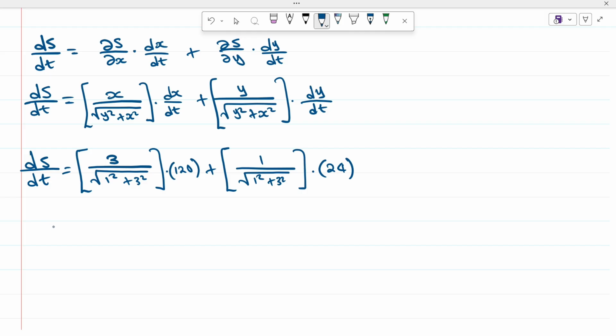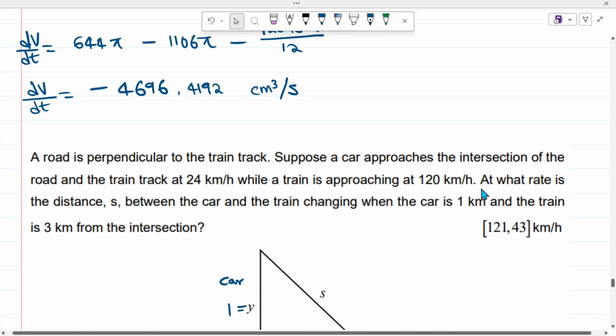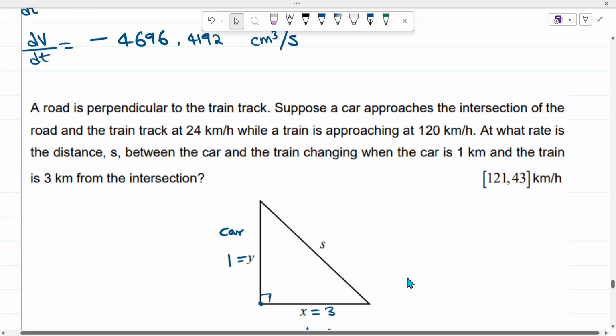And then the rate at which s changes with time, so you're just going to press everything when you calculate. You should be able to get something like 121.43 kilometers per hour. So you should be able to get that. So we have successfully answered the question that was asking us to calculate the rate at which the distance is changing. So yeah, that's it for that question.